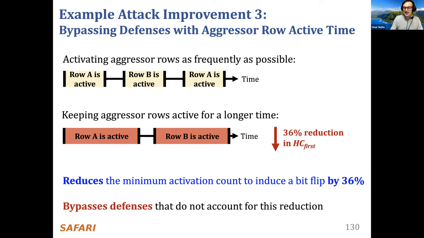Usually defenses are configured because you know the RowHammer vulnerability. You know when a bit flip can occur in the worst case. And if that worst case reduces by 36%, then those defenses do not work very well, basically.